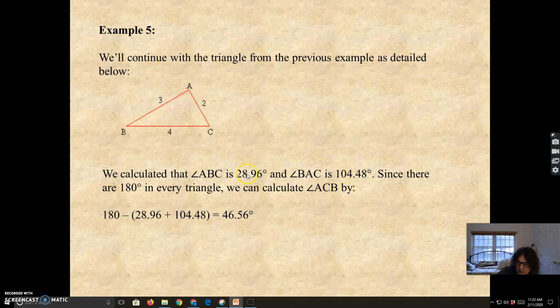It's got to be bigger than this, but smaller than this, and it is, which is good. And it shows our corresponding relationship does work. Smallest side, smallest angle. Largest side, largest angle. It's going to be middle angle, middle side.